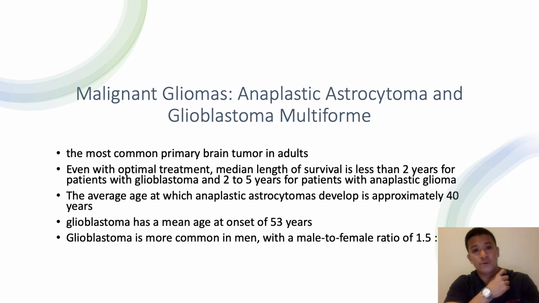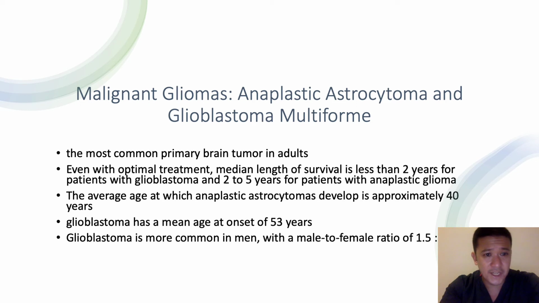These are your anaplastic astrocytomas and glioblastoma multiformes. So the most common primary brain tumor in adults is your GBM. Even with optimal treatment, median length of survival is less than 2 years for patients with glioblastoma and 2 to 5 years for patients with anaplastic gliomas.